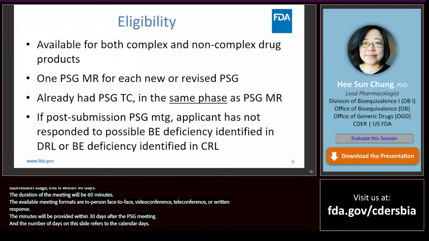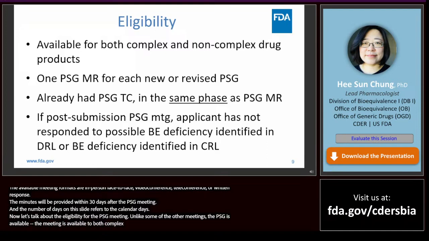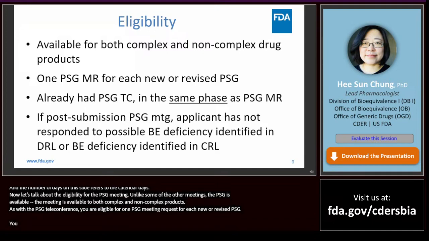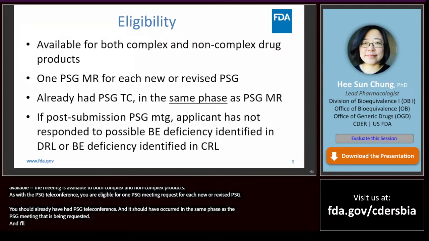Now let's talk about the eligibility for the PSG meeting. Unlike some of the other meetings, the PSG meeting is available to both complex and non-complex products. As with the PSG teleconference, you are eligible for one PSG meeting request for each new or revised PSG. You should already have had PSG teleconference, and it should have occurred in the same phase as the PSG meeting that is being requested. I'll talk about what same phase means in the subsequent slide.